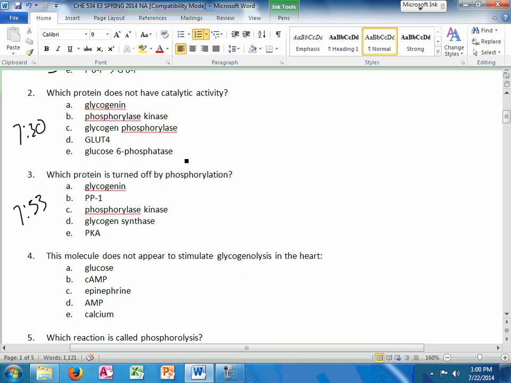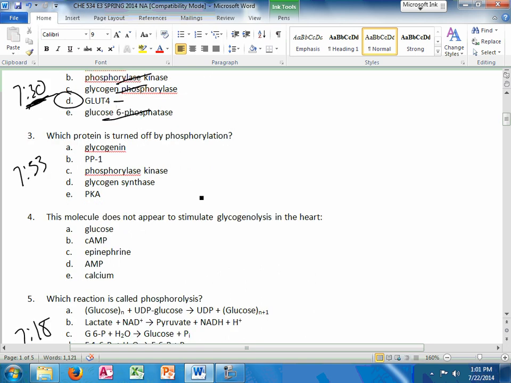Which protein does not have catalytic activity? Obviously all enzymes are going to have catalytic activity, so we can cross out these enzymes. It's between GLUT4 and glycogenin. If you look on slide 30 of Unit 7, you'll see glycogenin does have a couple enzymes, so it has catalytic activity. GLUT4, the glucose transporter, does not.